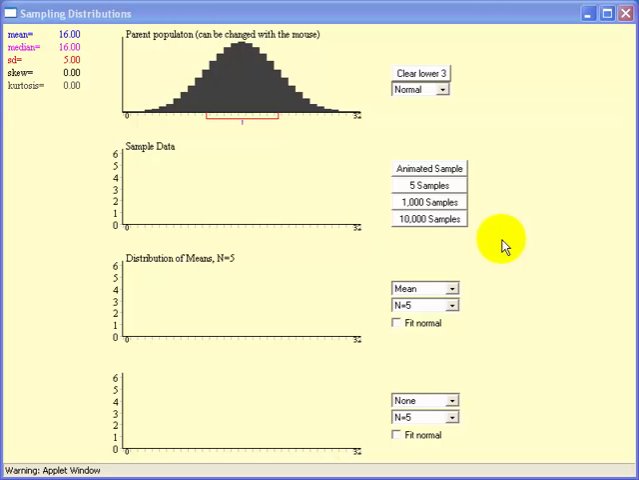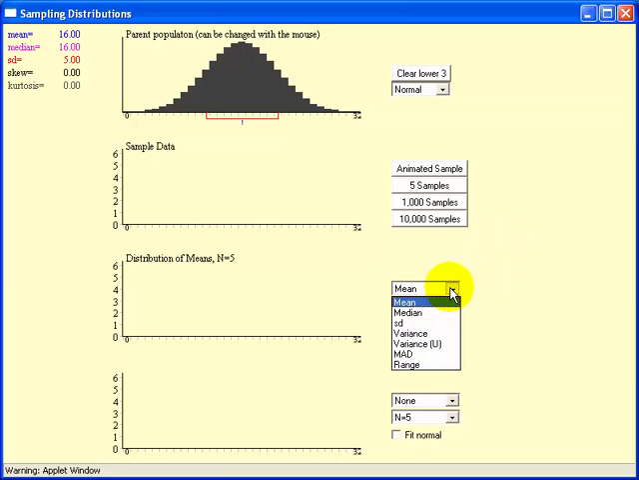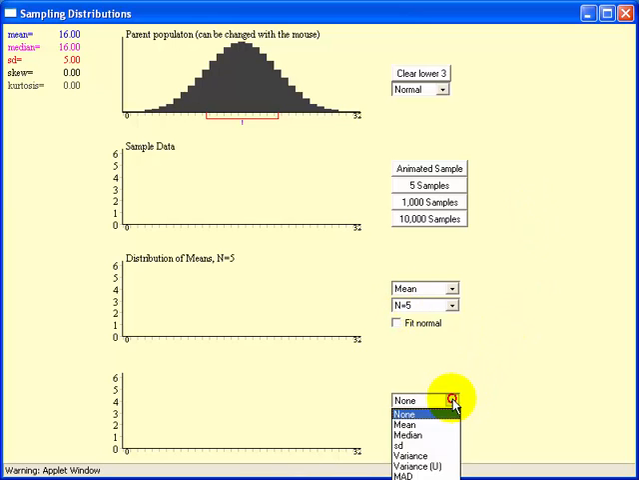Now, let's try something out here. Down here, I'll have this set to mean, which is the sample mean, from a sample of size 5. Now, I know we use the little letter n for sample size, but they're using capital N here. And I'm going to also set this one down here to mean, but with a sample size of 25. Now I'm going to click on this animated sample.